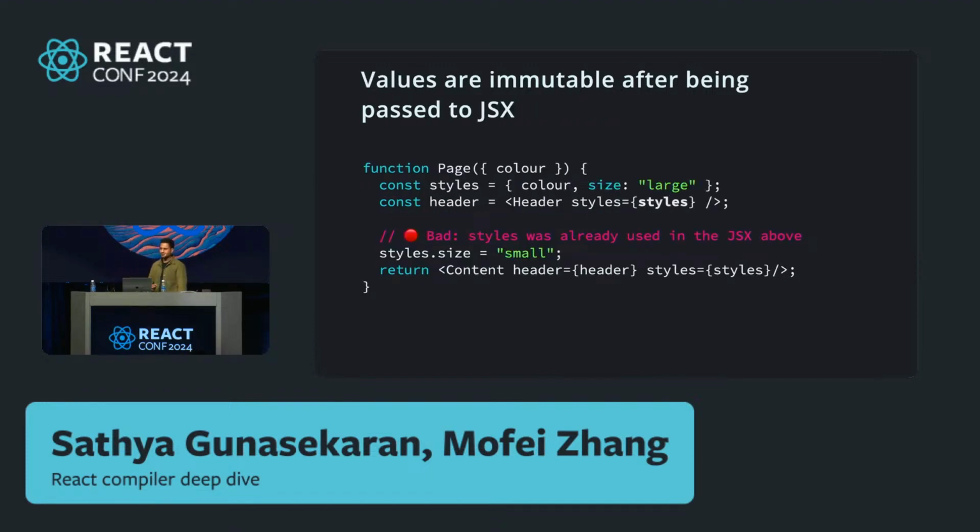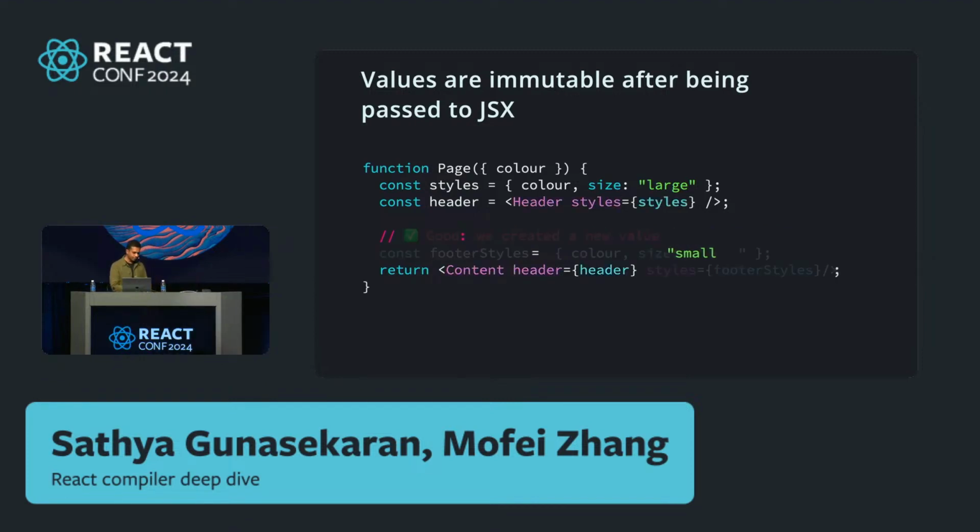When you use JSX in an expression, React may eagerly evaluate the JSX before the component finishes. This means mutating the values after they're passed to the JSX can lead to outdated UIs, as React won't know to update the component's output. So don't mutate values after they're being passed to JSX. Move the mutation above the JSX, or just create a new value.